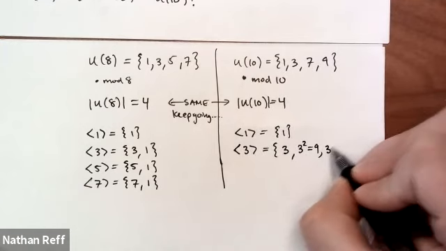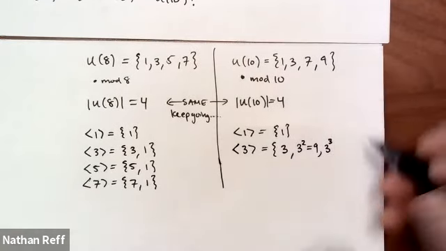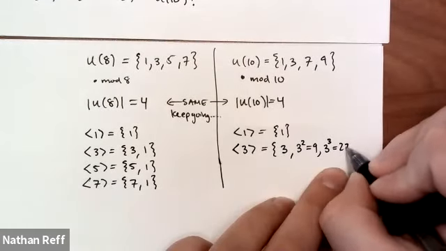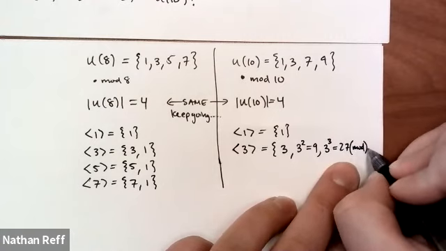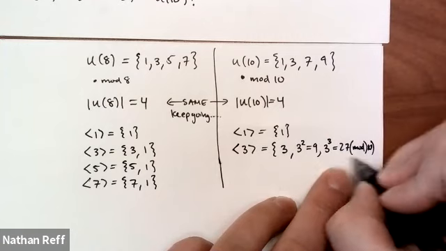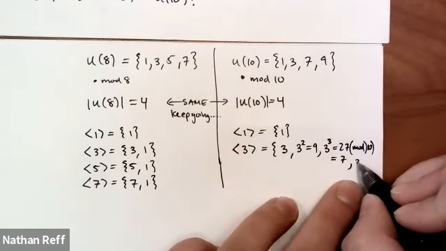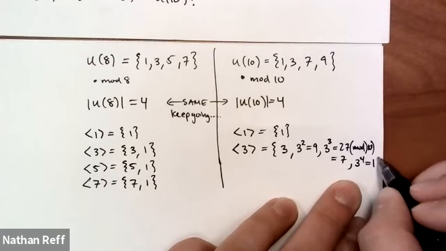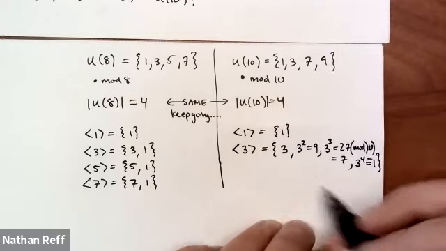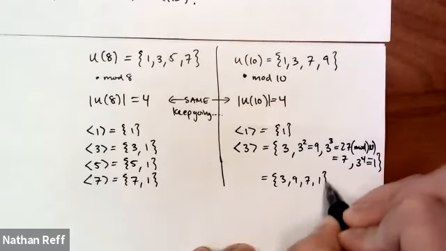What's 3 cubed? 27. But modulo 10, this is 7, right? And then 3 to the 4th is 81, but modulo 10 is 1, right? Okay, so let me just write that a little bit nicer. 3, 9, 7, 1.